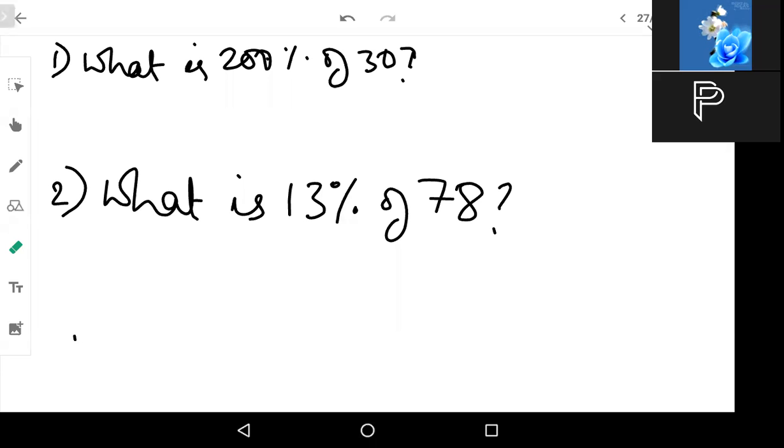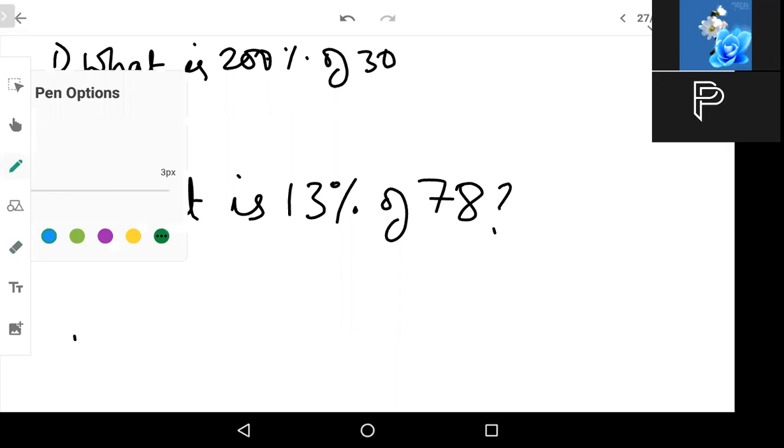Okay. So the first problem: what is 200% of 30? This percentage calculation will not only stop in your mathematics, you will use this in your accountancy, financial management, and in many other subjects further on. So first question is, what is 200% of 30? Let me rewrite that.